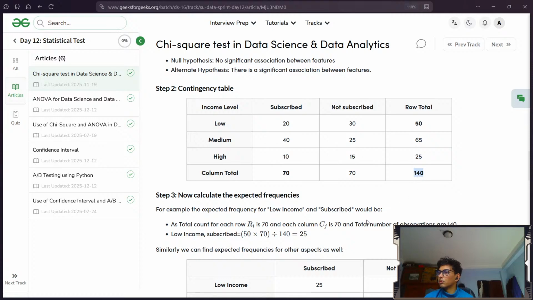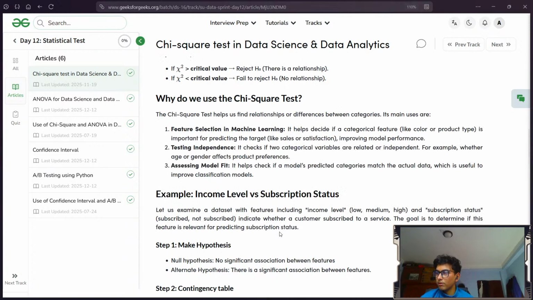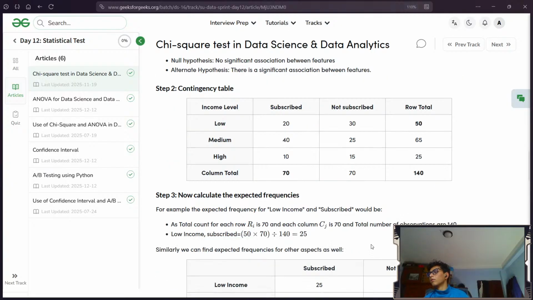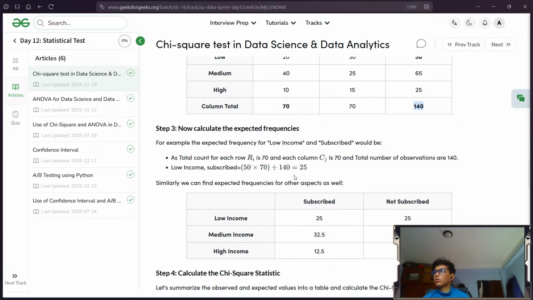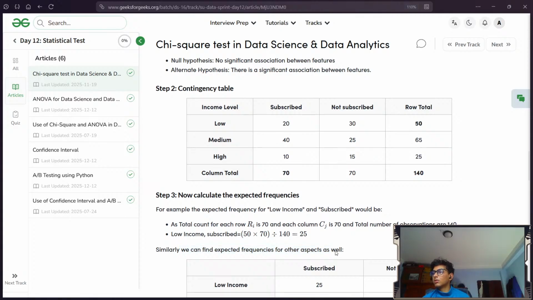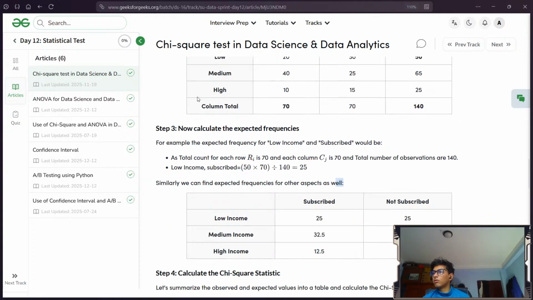For low income subscribed, it is 50 into 70 divided by 140, which is 25. This plus this is 140, this plus this is 140, and this one is 25. Similarly, we can find expected frequencies for the other cells as well, for these values.